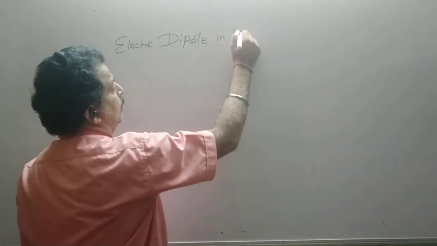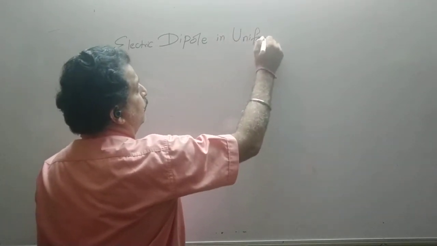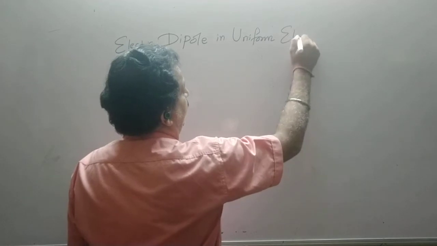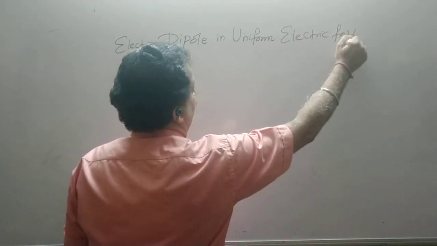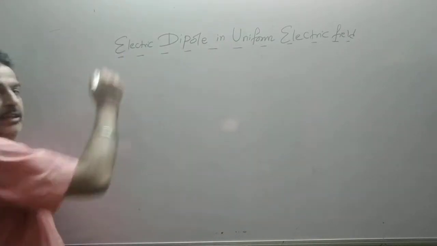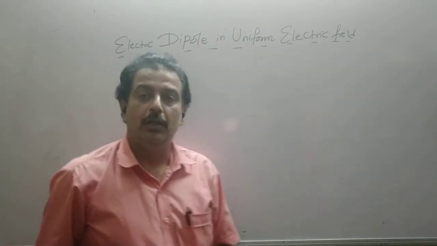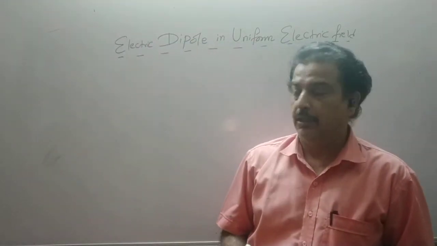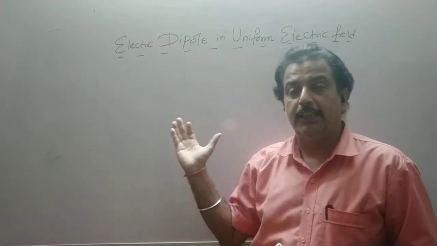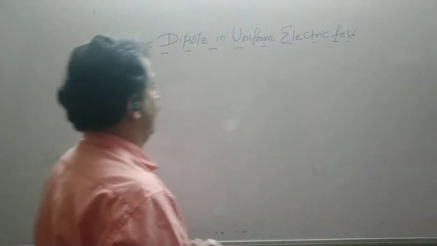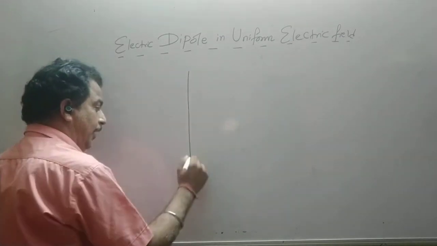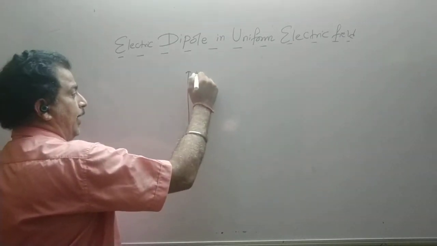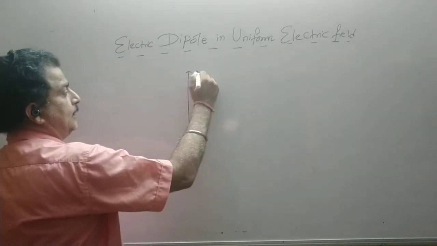in uniform electric field. So we will see the behavior of this electric dipole, how it will behave when we place it in an external electric field. So let us take the external electric field along the y-axis.